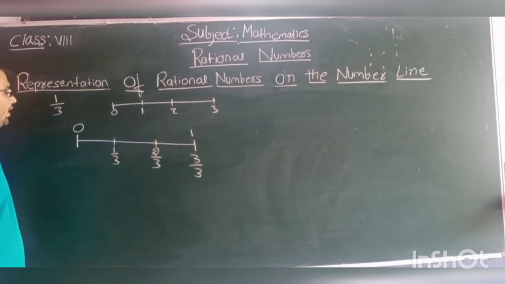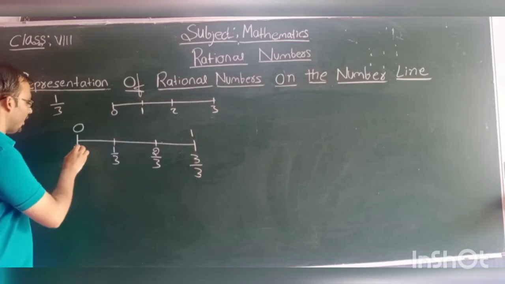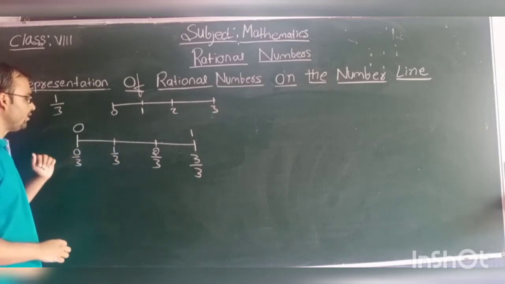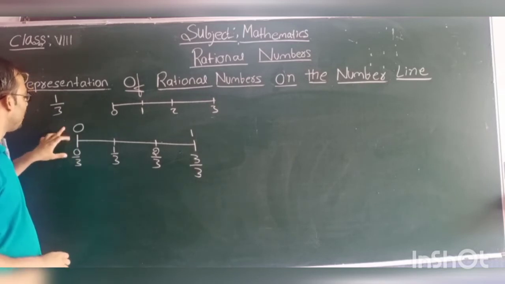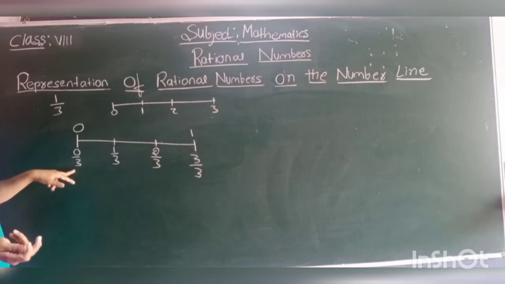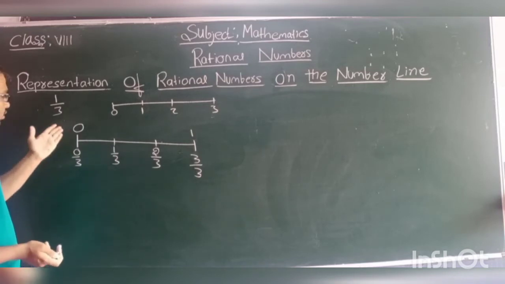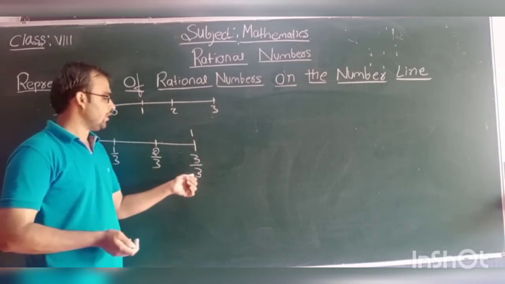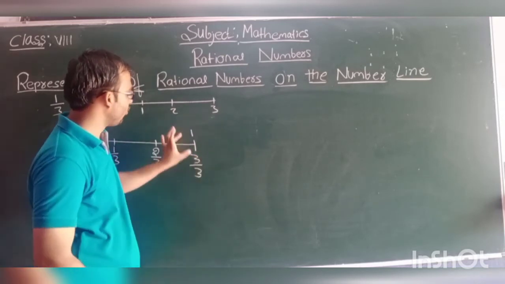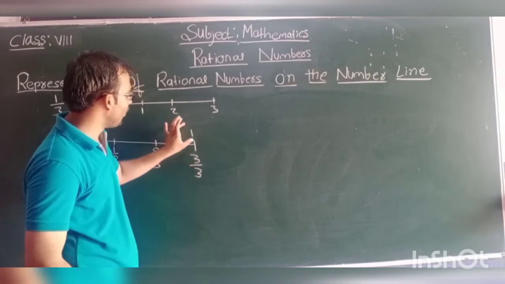Okay. So here, this part is represented by 0 by 3. Look at here, students, 0 by 3 is nothing but what? 0. 0 divided by any number is what? 0. So here 0 is there. And look at here, 3 by 3 is there. When you cancel, what are we getting? 1 only, no? So 3 by 3 represents 1.